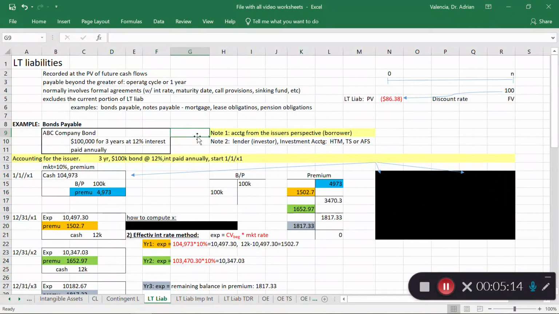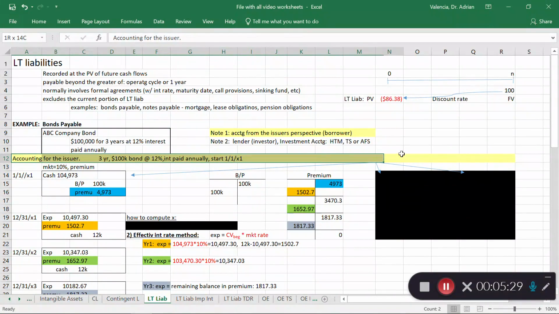All right, a couple things I'll say here as well. I am going to illustrate in this video the accounting from the issuer's perspective. This is the borrower. So the person that's borrowing the money, that's the accounting that we're going to do right here. Do not confuse it with the accounting that the investor does. In other words, the lender, whoever's lending us the money, that's an investor. And for that, we have investment accounting.